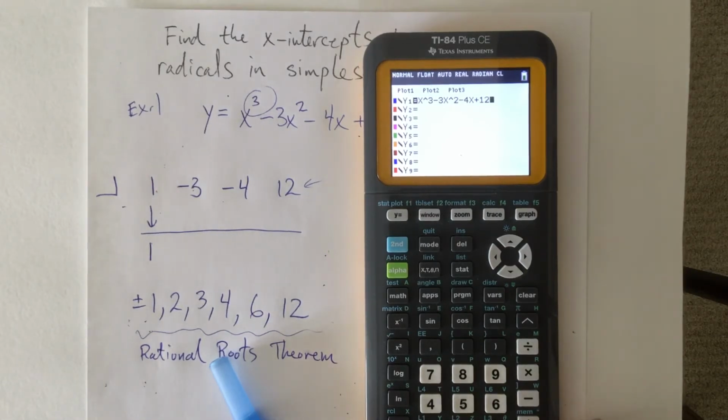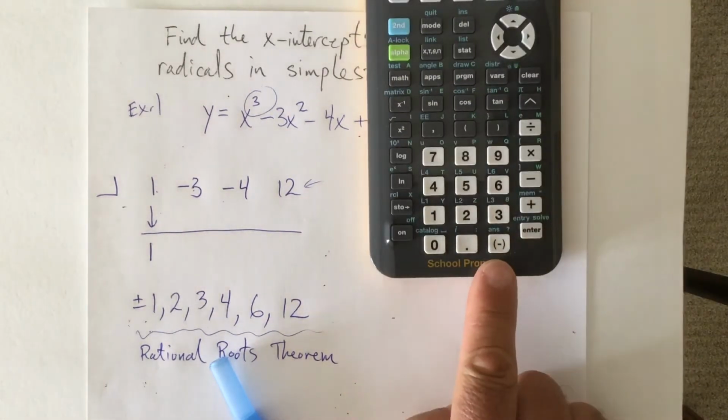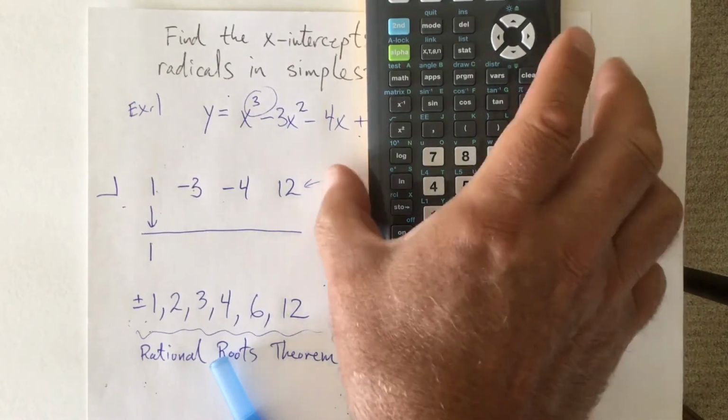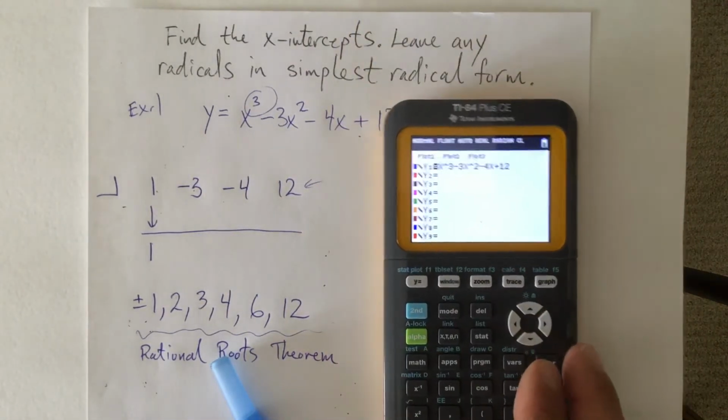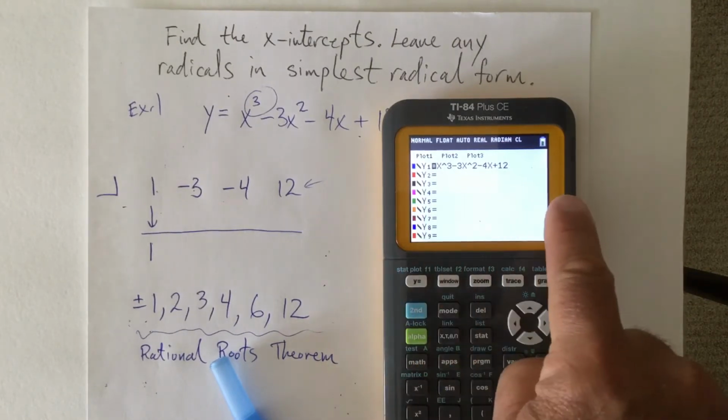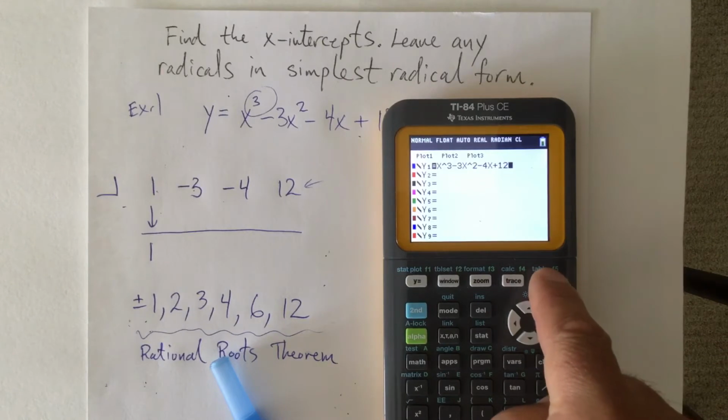Now here's the other thing. If you want to use this key down below, this is to make a number negative. This is not the same as saying minus. Be careful. Don't use the wrong key. They look different on the display when you use them, but just for our intents and purposes, see this guy right here? I'm going to hit graph now.